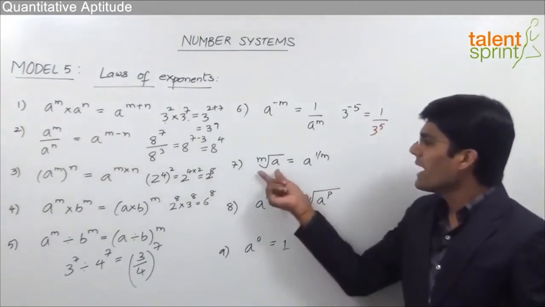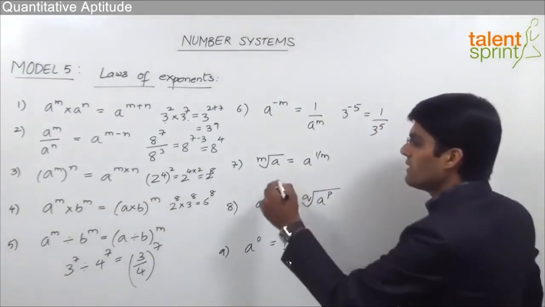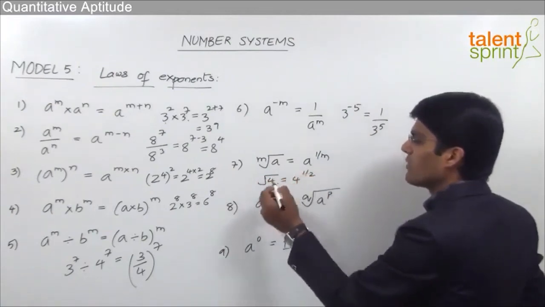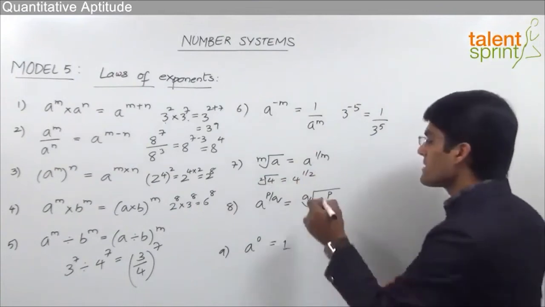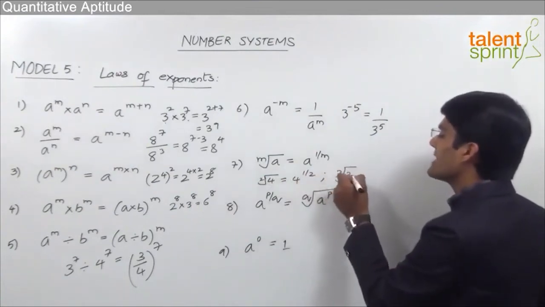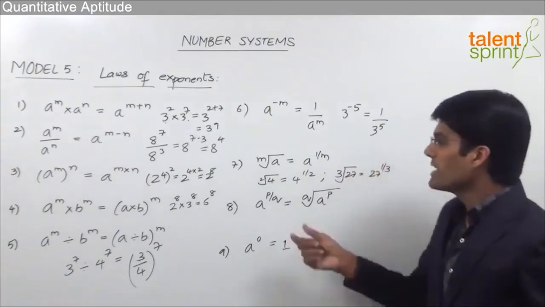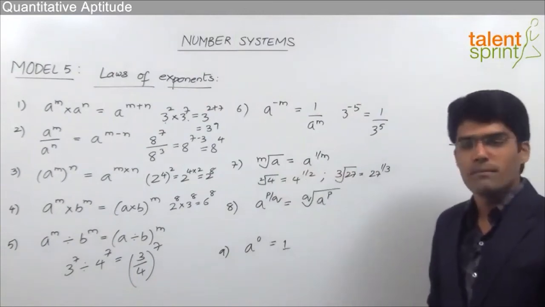The next one is mth root of a can be taken as a^(1 by m). For example, square root of 4 is nothing but 4^(1 by 2). Why? Because this is second root of 4, so it can be taken as 4^(1 by 2). Similarly, cube root of 27 can be taken as 27^(1 by 3). So that is what is given in rule number 7. Mth root of a is equal to a^(1 by m).